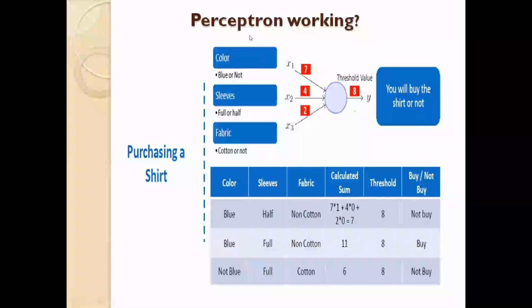Now this 7 we are giving to the activation function, and consider that the activation function, or threshold, is 8 here. If your answer is greater than the threshold, your output will be 1, and if your answer is less than the threshold value, your output will be 0. Your final answer is 7 and the threshold is 8. So tell me guys, is 7 less than 8 or greater than 8? Obviously it is less than 8. So what will be the output? Output will be 0. If the output is 0, the perceptron is telling don't purchase the shirt. It is not activated.